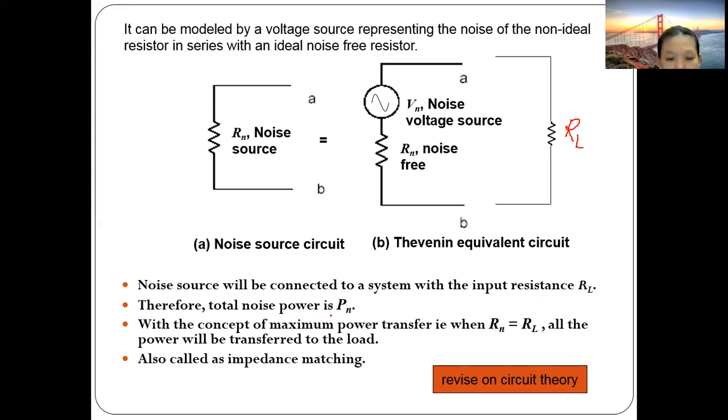So the noise source will be connected to a system with the input of RL resistance. Therefore, the total noise is Pn. With the concept of maximum power transfer, when Rn is equal to RL, which means the noise source resistance is equal to the resistance of the load, all the power will be transferred to the load, and this is called impedance matching.